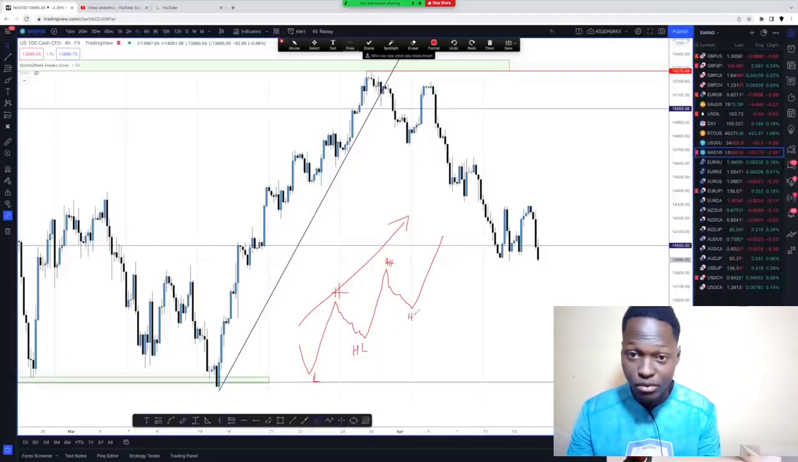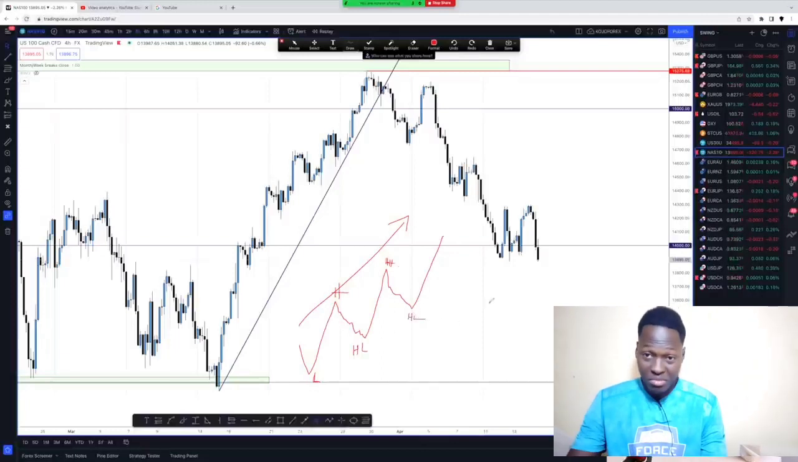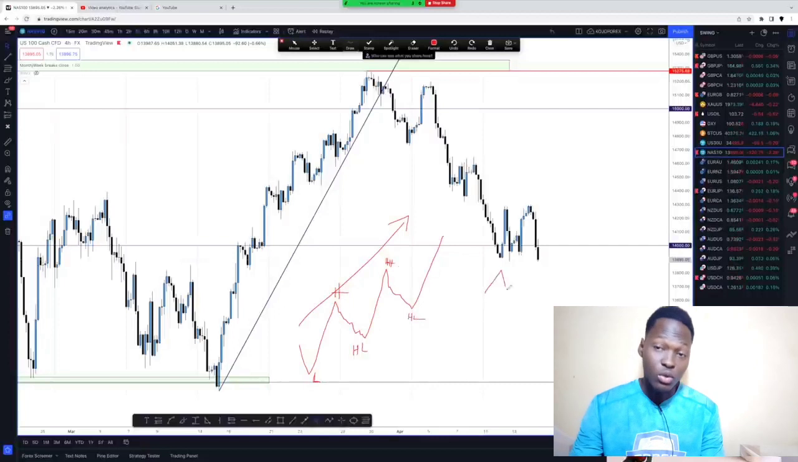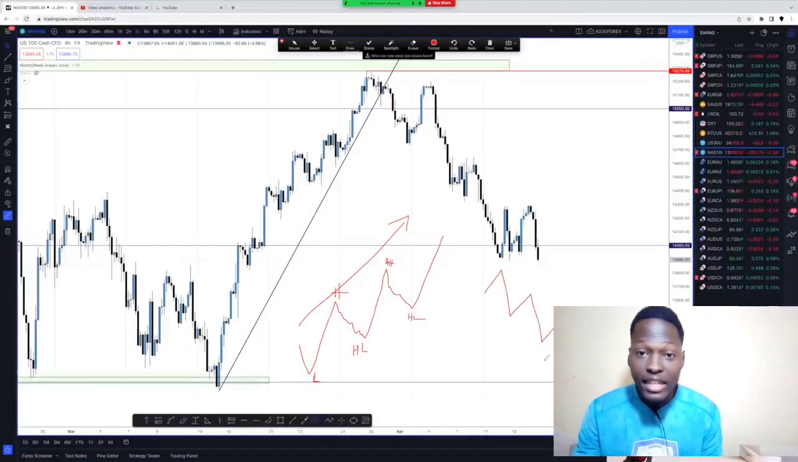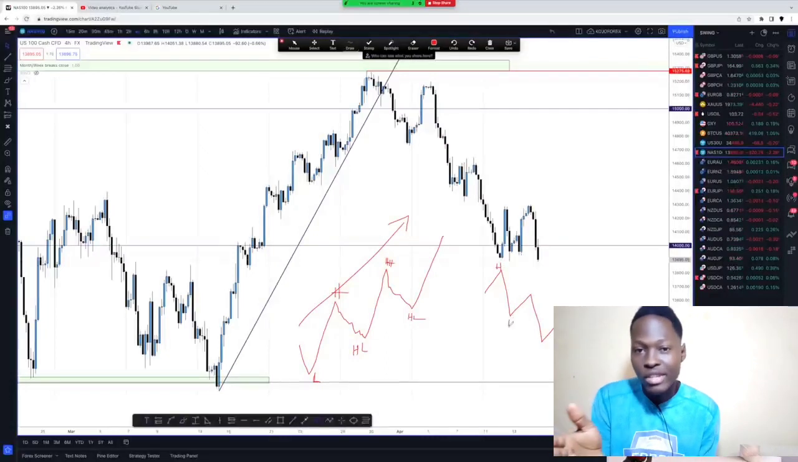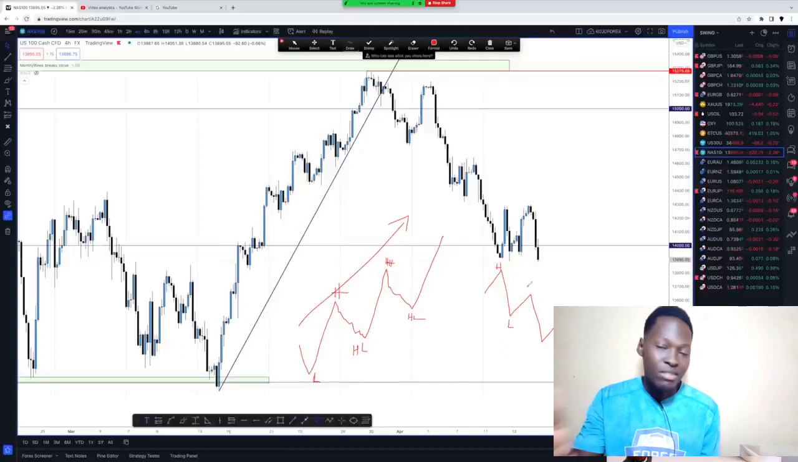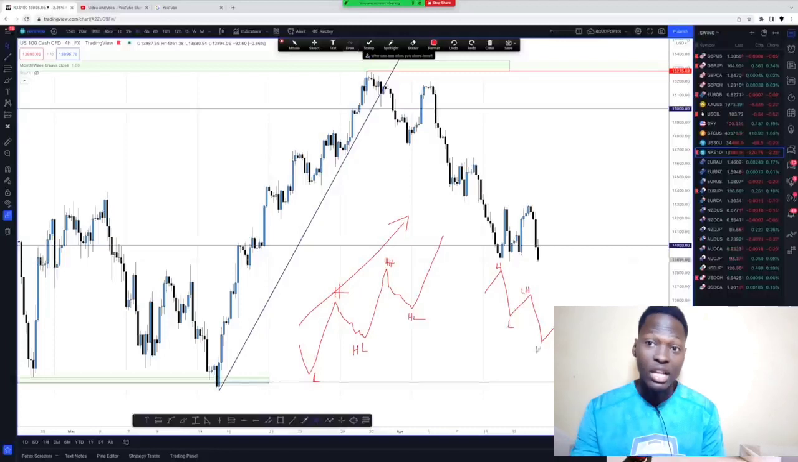So we can also have the opposite scenario where the market is creating lower highs and lower lows, right? Where it's just making a series of lows. So here we have what? A low point, a high point here. Then we have another low point here. Then we also have another high point here, but this time lower than this one. That's why we call it a lower high, right? Then we have another lower low.